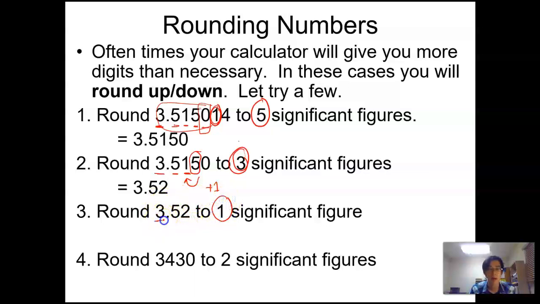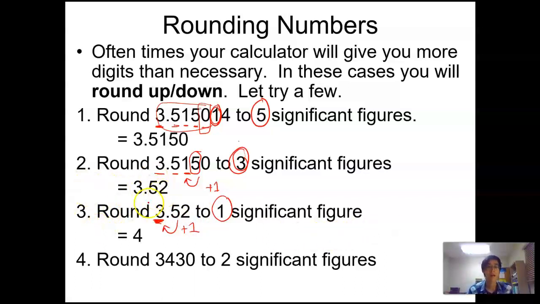Okay, and now let's round 3.52 to 1 significant figure. So I'm only going to look at this 3 right here from the left, and the next digit is 5, right? 5 or larger is going to move up the next digit plus 1. So therefore, my answer should be 4.